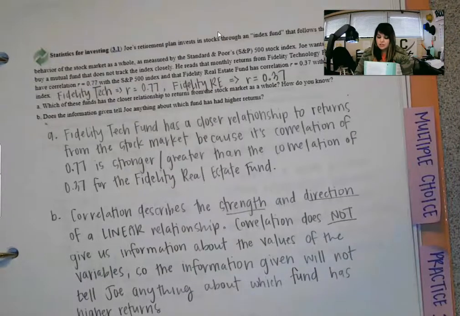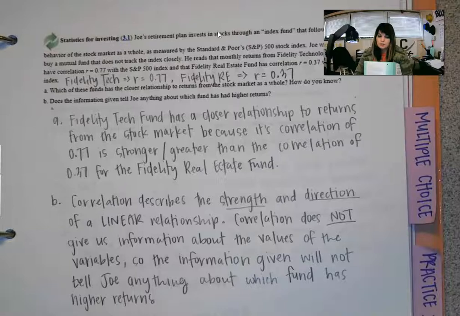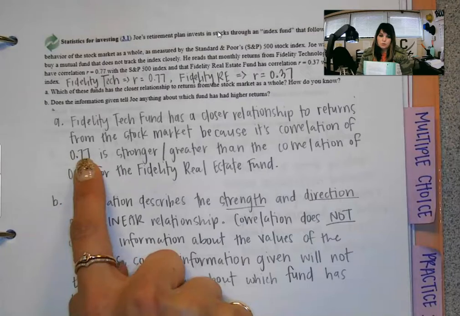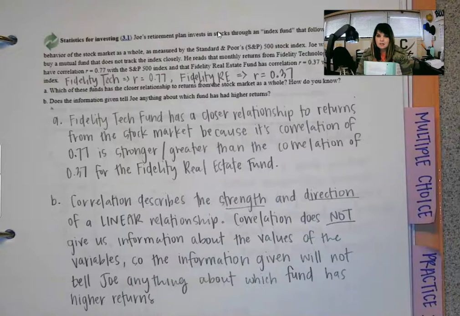So A, the Fidelity Tech Fund has a closer relationship to returns from the stock market because its correlation of 0.77 is stronger or greater than the correlation of 0.37 for the Fidelity Real Estate Fund. So you don't even need to say that these points will be closer to the regression line than these points will. You just need to clearly state that it's the Fidelity Tech Fund because the correlation is higher for the Fidelity Tech Fund than for the Real Estate Fund.